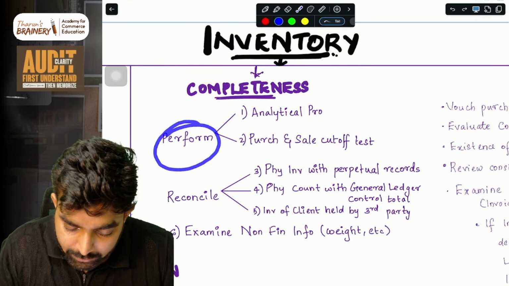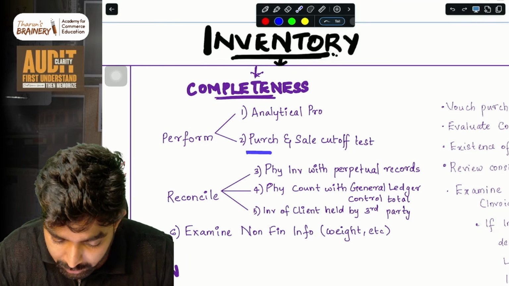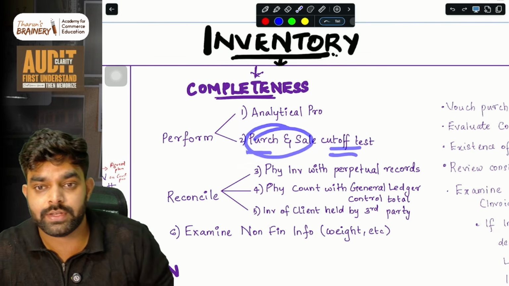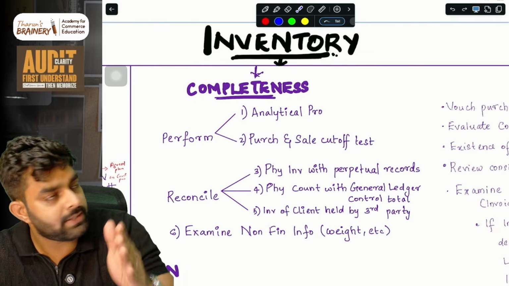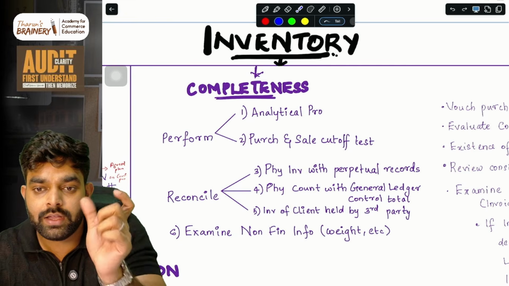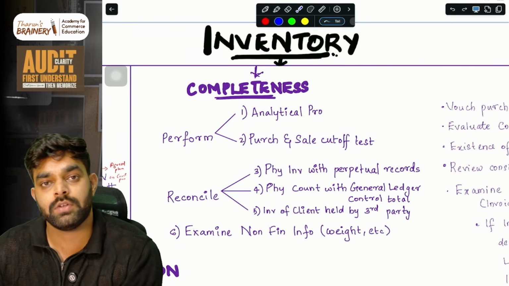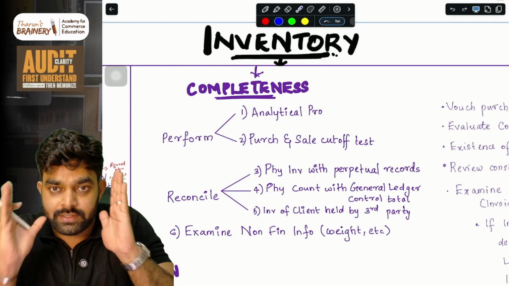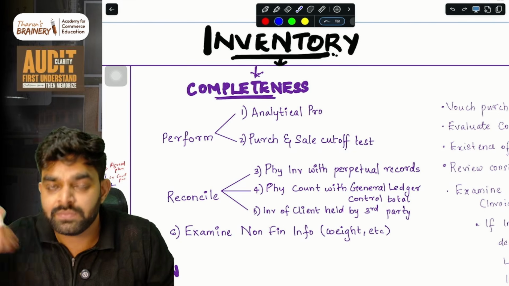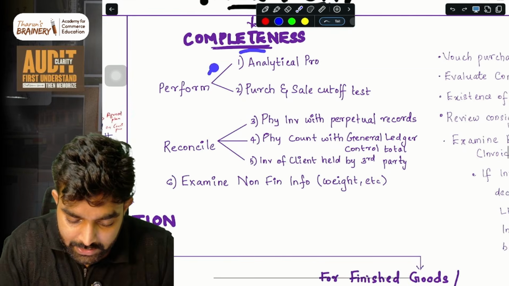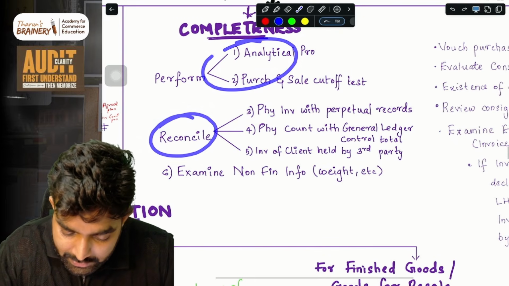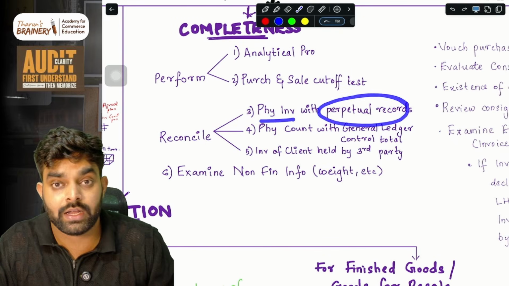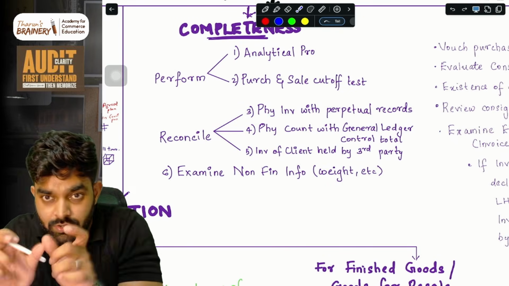For that, you have to perform analytical procedures, and you have to perform purchase and sale cut-off tests. Cut-off test means only the purchases and sales of the current period are getting into the inventory, because when you purchase, the inventory will increase, and when you sell, the inventory will decrease. Only those purchases and sales of the current year get applied on the inventory. Make sure of that. Then you have to reconcile the physical inventory with the perpetual records. Physical inventory, what is there, you just reconcile with the records.